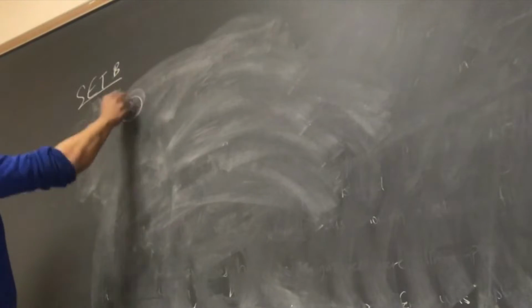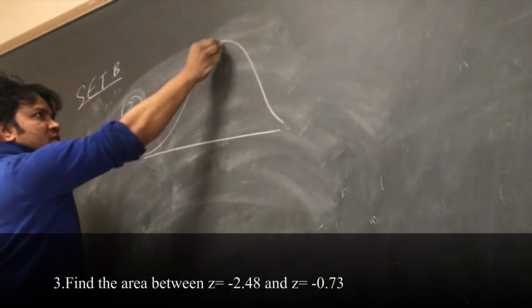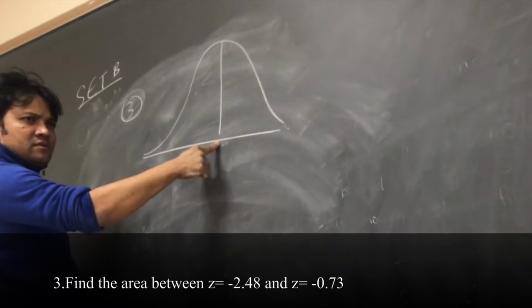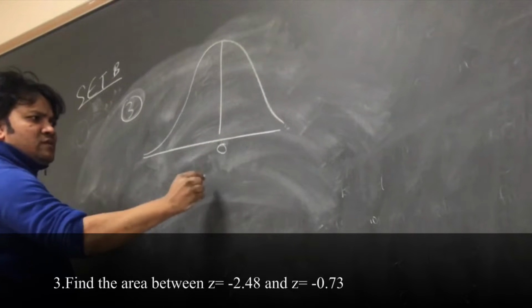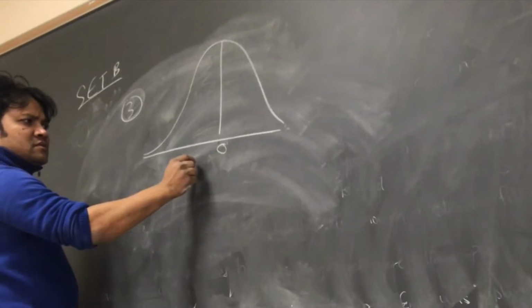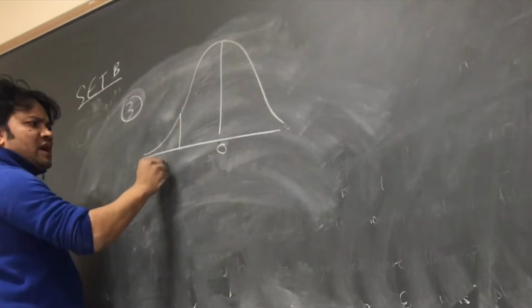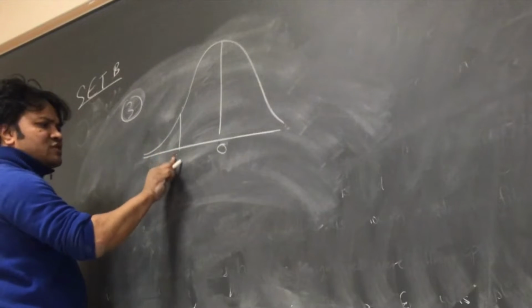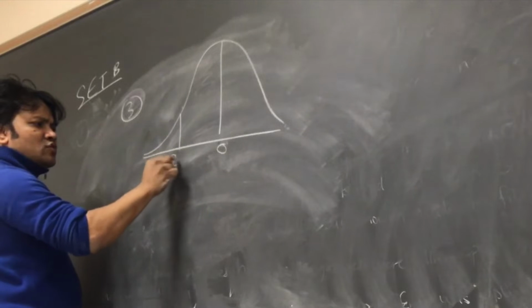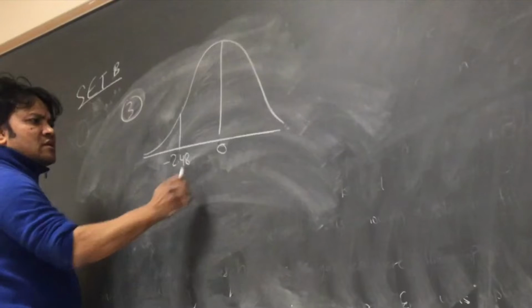Okay, find the area between z equal to minus 2.48 and minus 0.73. All right, let's see how we can do that. Remind me, what is it? Minus 2.48, and what else? And minus 0.73. Yes.